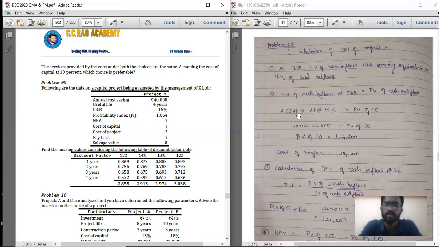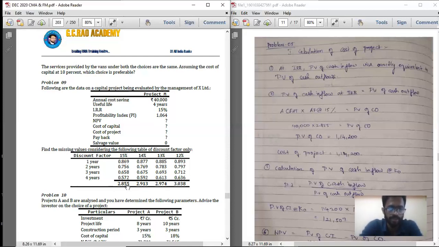So here, annual CFAT into annuity factor at the rate of 15% is equal to present value of cash outflow. What is the annual CFAT? Annual cost saving. That is annual CFAT, cash flow after tax. That is 40,000 rupees. So 40,000 into annuity factor at the rate of 15% for 4 years. Here they have given IRR is 15%. Useful life is 4 years. So 15% for 4 years.